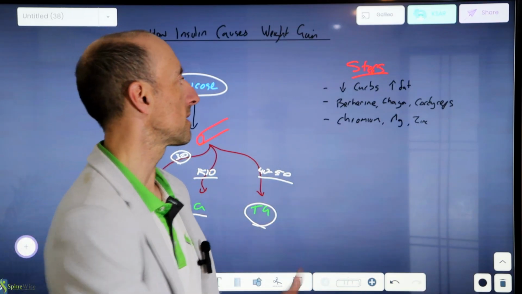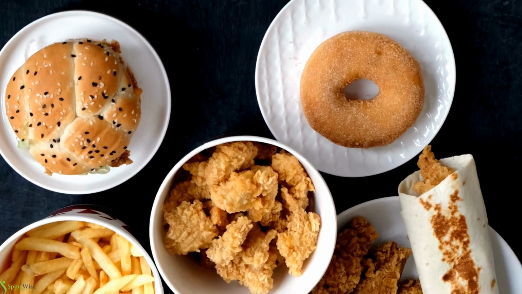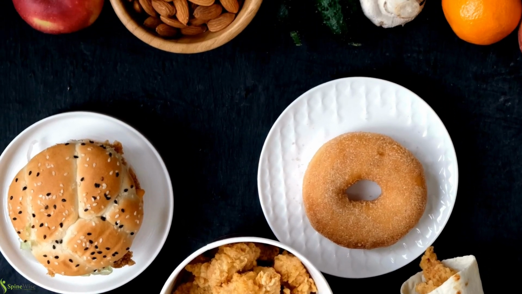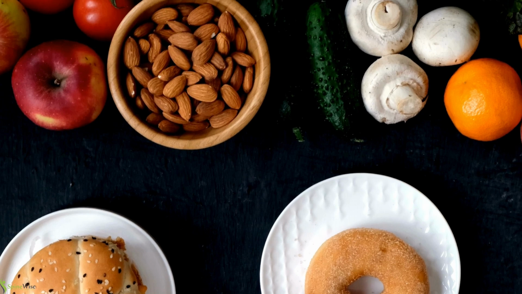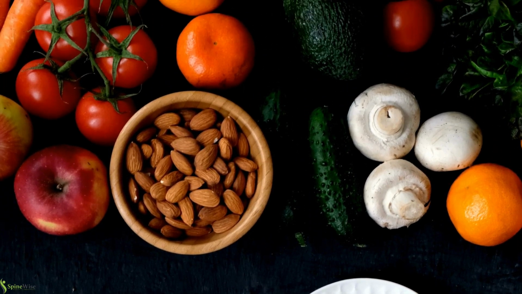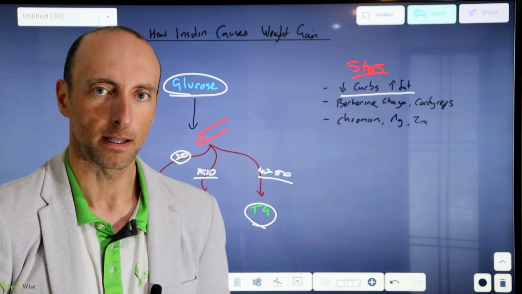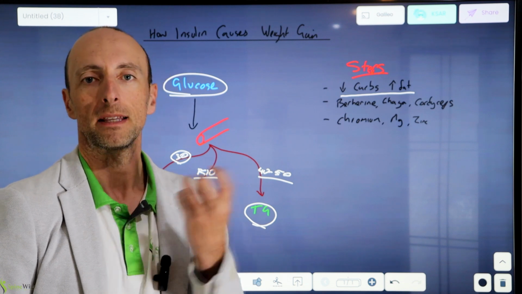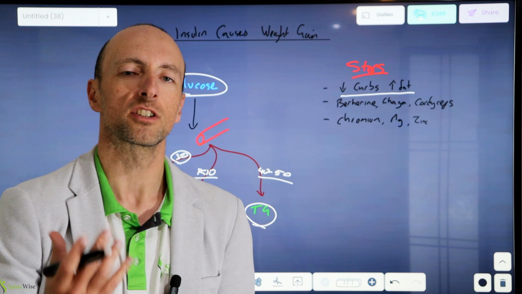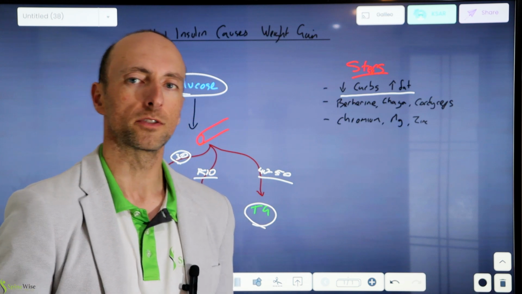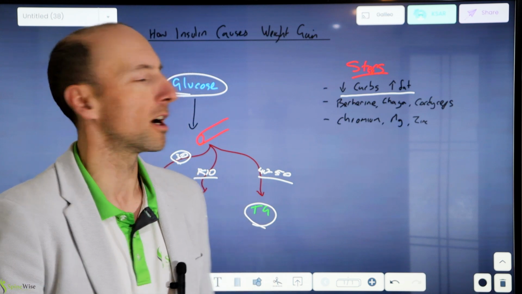Well, the obvious one to start with is reduce the carbohydrate and increase the fat in your diet. The reason we want to do that is if we're increasing the fat in the diet and reducing the carbohydrate, we'll reduce the amount of insulin that we're producing as well. That might be reducing the amount of carbohydrate, or otherwise just going to a slower form of digesting carbohydrate. In other words, a lower GI value.